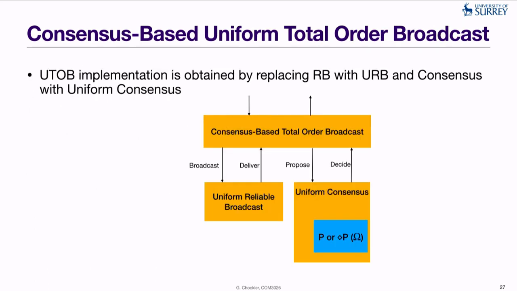Okay, so to obtain a consensus-based uniform total order broadcast implementation, the only thing that needs to be done in the protocol that we just discussed, the consensus-based total order broadcast, is to replace the reliable broadcast component with uniform reliable broadcast and consensus with uniform consensus. The resulting implementation will be otherwise exactly the same, and it will implement uniform total order broadcast.